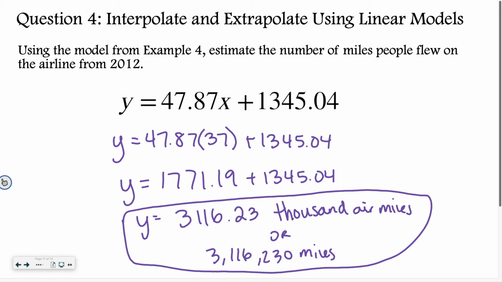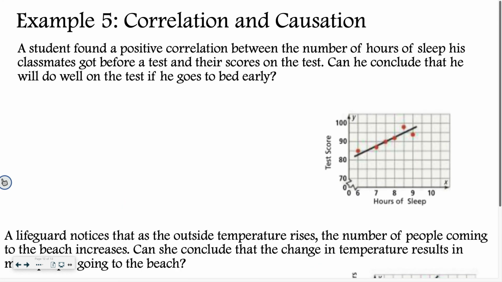1,771.19 plus 1,345.04, and that left you with 3,116.23 thousand air miles, because remember that was our label. Or if you actually want to convert 3,116.23 thousand into a number that you're familiar with, you could do 3,116,230 miles. Both answers are correct. I would accept either one.